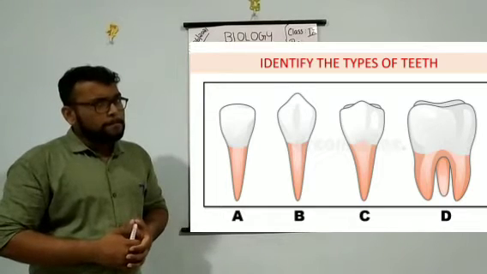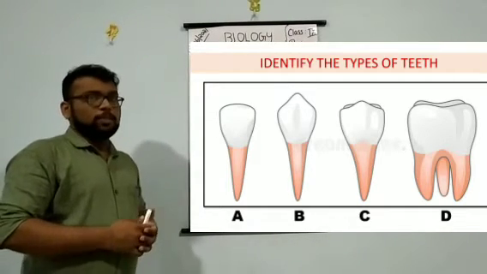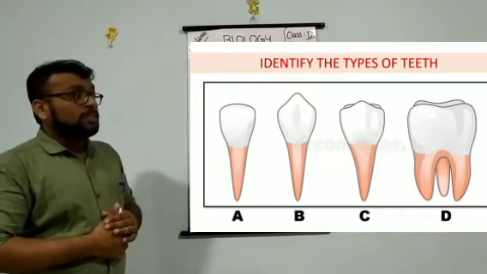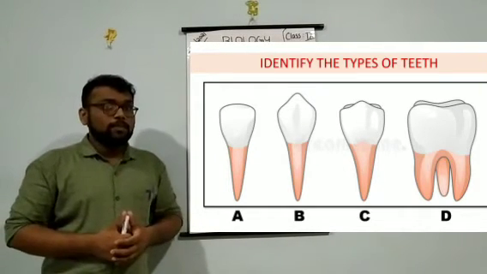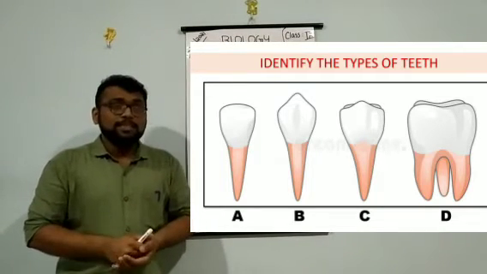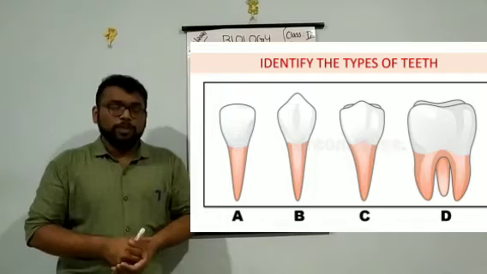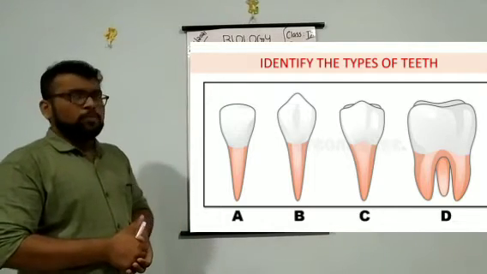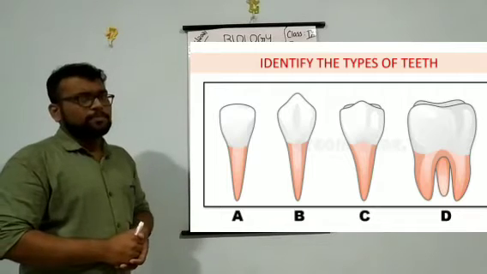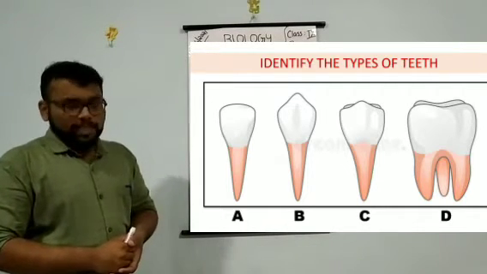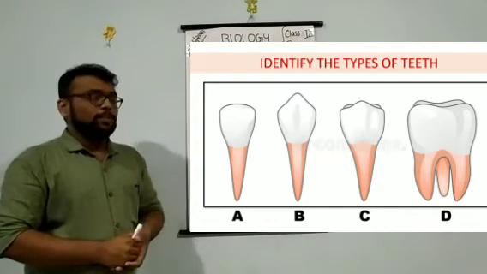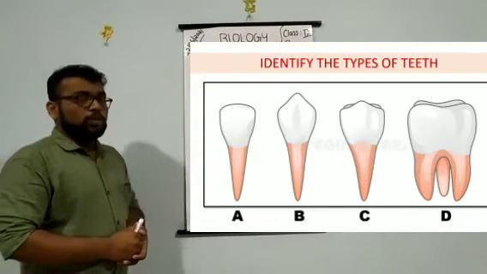Are you ready? Yes. So, can anybody name what is in the picture C? Very good. Give her a clap. It is premolar tooth. Very good. Okay, then we will move on to option A. What is option A? Yes, that's the correct answer. It is incisor type of tooth. Very good. Okay, then we move on to the next one.